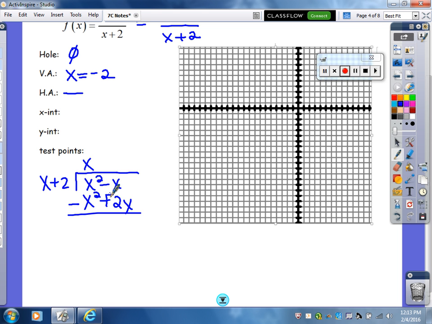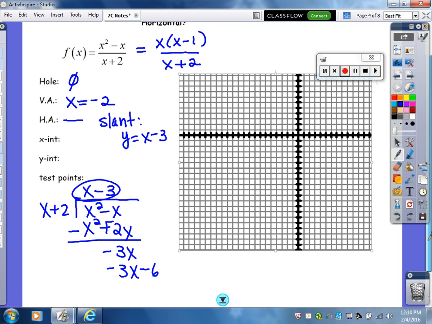I'm subtracting, so remember I changed my signs, which gives me minus 3x. x goes into negative 3x minus 3 times. Alright, and I don't care about the remainder, but I have to have a remainder. I just don't care what the remainder is. Because if it doesn't have a remainder, then that factor would be a hole. But since it does have a remainder, then that means this is my slant asymptote. So your slant asymptote, it's always going to be linear, is y equals x minus 3. So instead of having a horizontal asymptote, it's going to have a slant asymptote.